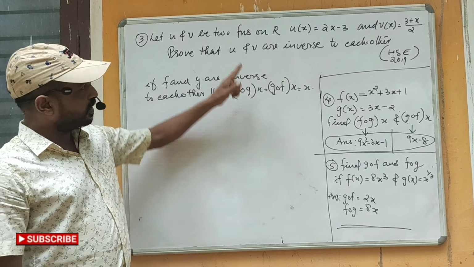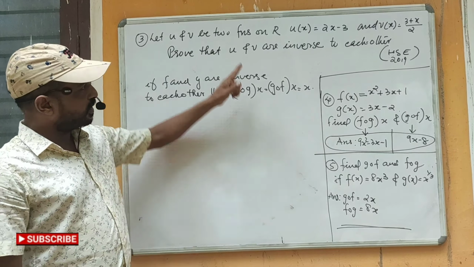So here we are given two functions u of x and v of x, and we are required to prove that both of these functions are inverse to each other. So how will you prove this? You will have to prove that u composition v of x is equal to v composition u of x is equal to x. What is x? x is the identity function. So let us find out u composition v of x first. What is u composition v of x? We have seen that f composition g of x is f of g of x. So what is u composition v of x?